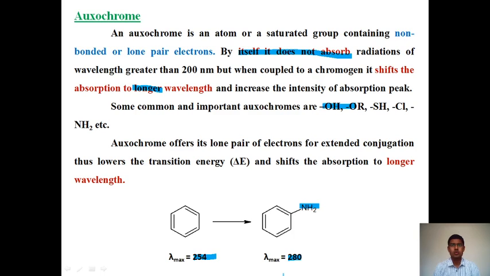Remember the difference. Chromophore is an unsaturated species which absorbs ultraviolet radiation. Auxochrome is not an unsaturated species, it is a saturated species which itself doesn't absorb the radiation, but when attached to a chromophore or a chromogen, it shifts the absorption maximum value towards longer wavelength.